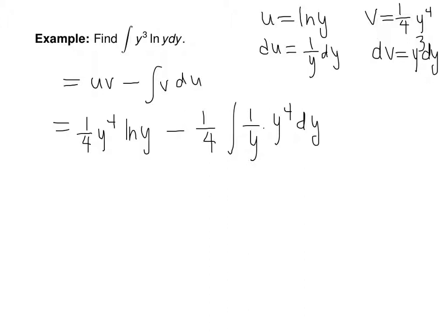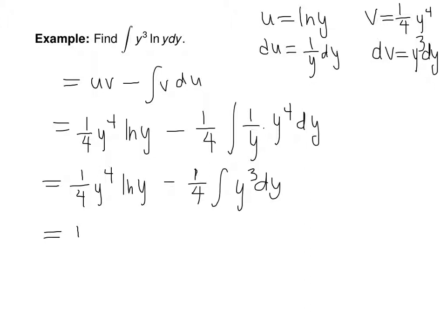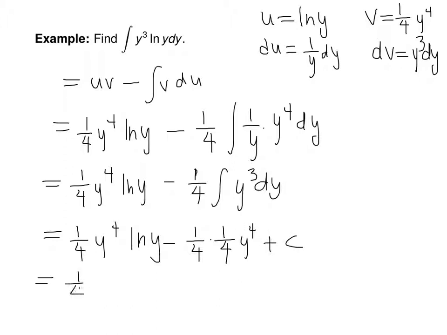Now we can cancel a y, and that integrand becomes the antiderivative of y to the 3rd, which you can do. So we have 1/4 y to the 4th times ln of y minus 1/4 times 1/4 y to the 4th plus c, or 1/4 y to the 4th ln y minus a 16th y to the 4th plus c.